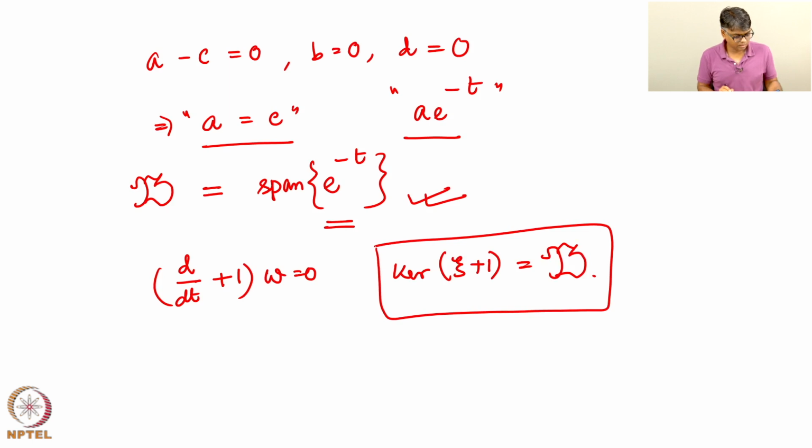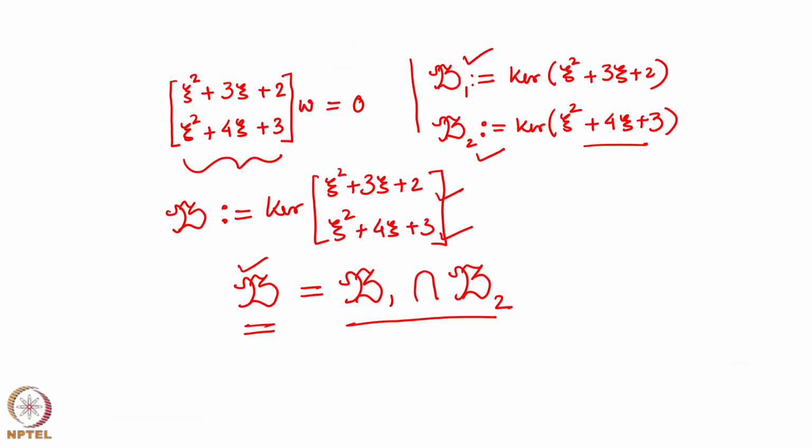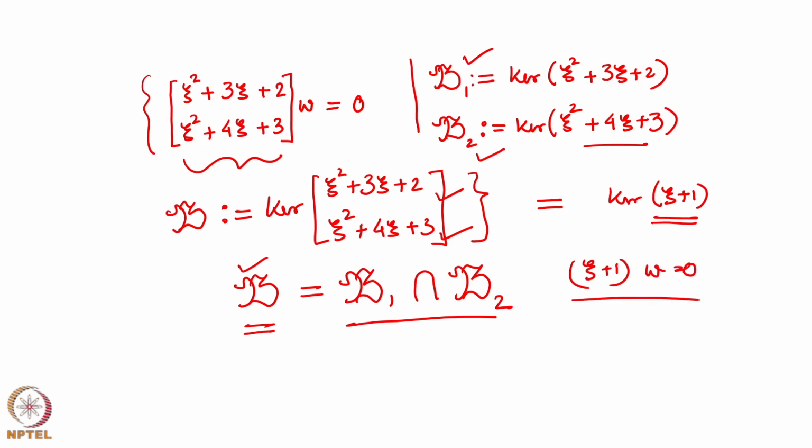So what have we seen here? On the one hand we have the kernel of these two polynomials, this polynomial matrix, and then we have the kernel of just xi plus 1, and it turns out that the two behaviors are equal. So if somebody gives me a system of equations which is this, and a single equation which is this, that is xi plus 1 w equal to 0, these two different systems of equations actually give rise to the same behavior. So when does that happen? When do two different sets of equations give rise to the same behavior?